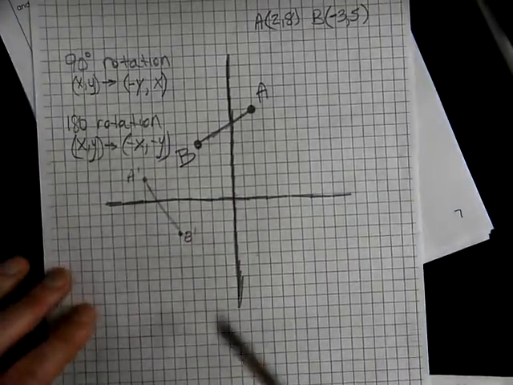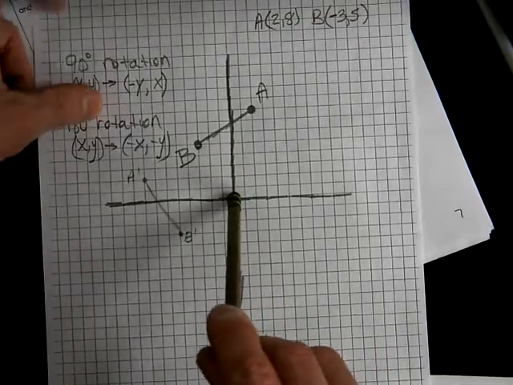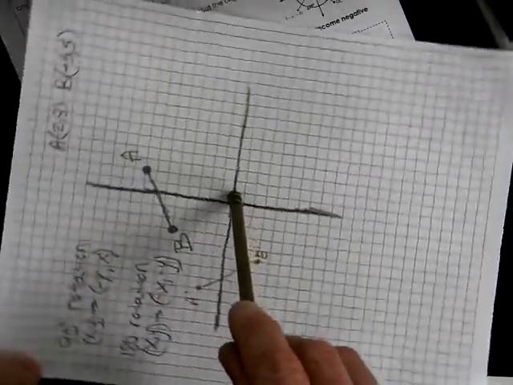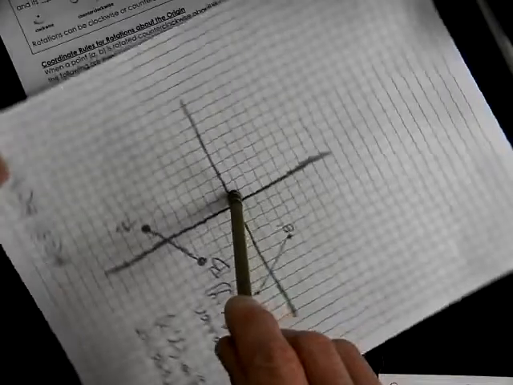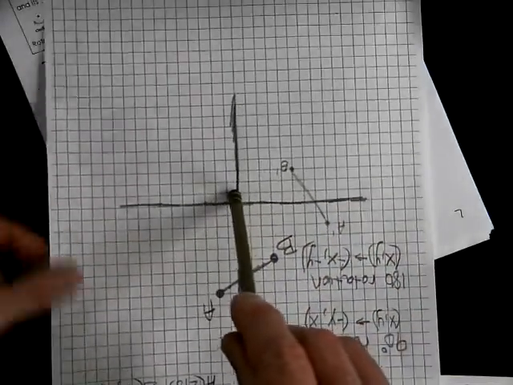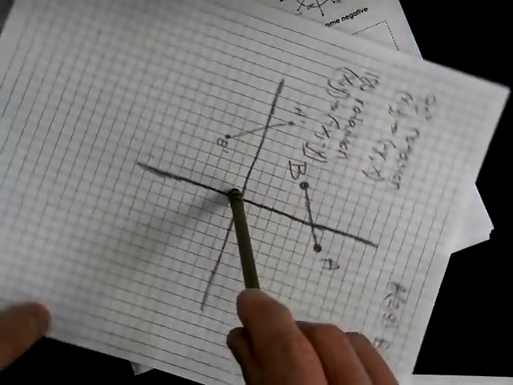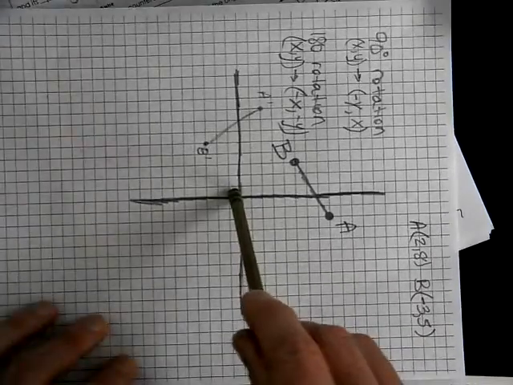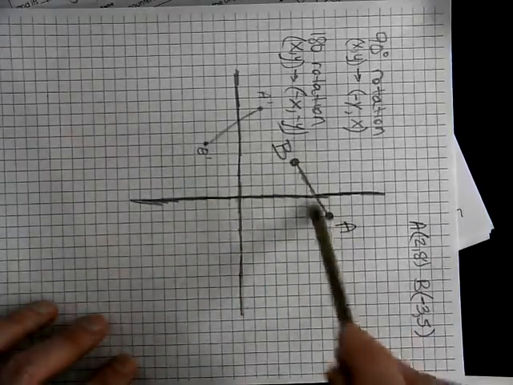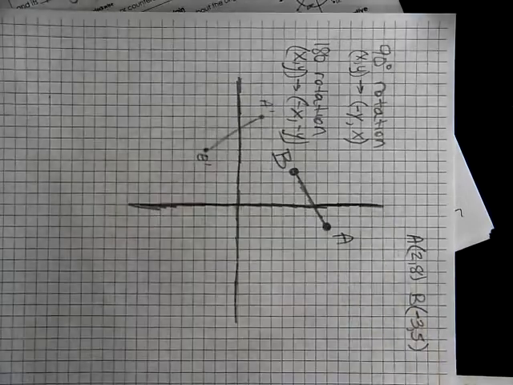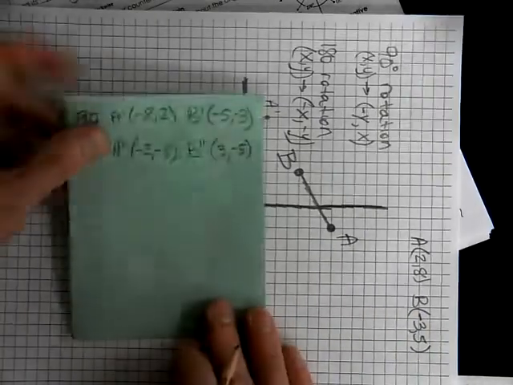And we can do that again. We're going to rotate it 90 more, a total of 180, and then a total of 270. So where are they now? Where is our original segment now?